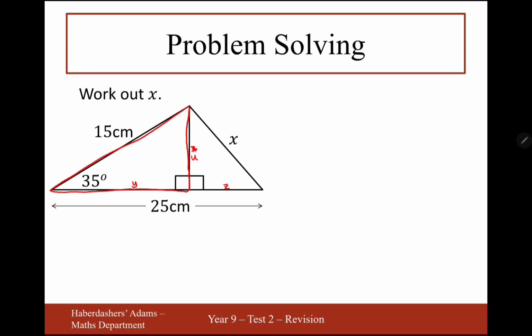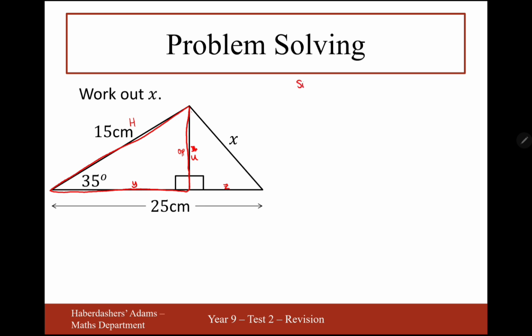So the first thing we'll do is work out u, which is this side here, the length sort of in the middle-ish of the shape. In this question, we've got the hypotenuse, and this one is the opposite side. So we're working with sine in this question.